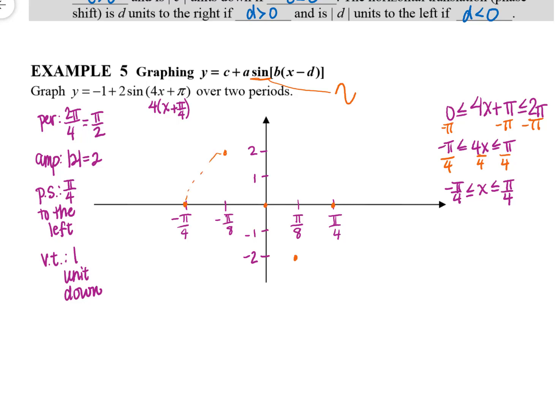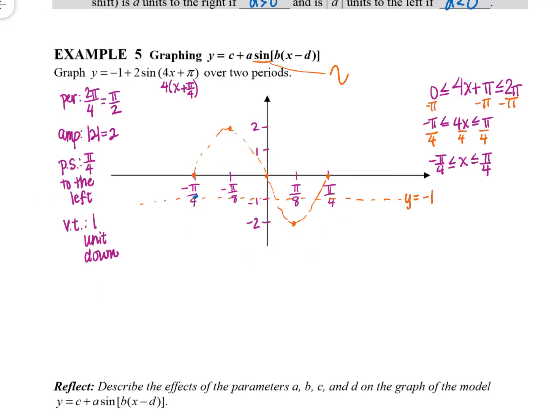I'll make this dotted since this is not our final graph. So far we've worked with the period, the amplitude, and the phase shift, and now we need to translate it down by 1. So we have a new middle. I'm going to plot the x-intercepts where y is equal to -1, and then the amplitude is 2, so the highest point now will be at 1, and then the lowest point will be at -3.